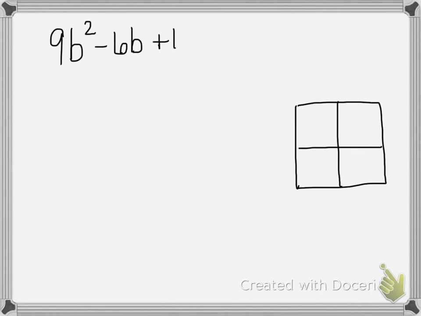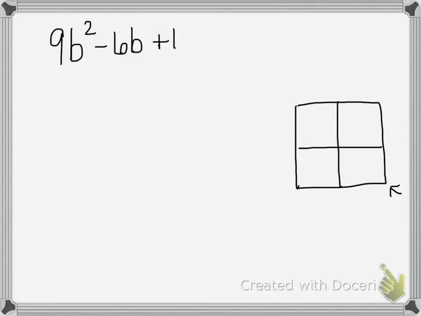Let's go ahead and factor the quadratic 9b squared minus 6b plus 1. We're going to use both methods. We're going to do the box method, and I'm also going to show you rewriting using that middle term as the two terms that we get from the factors.